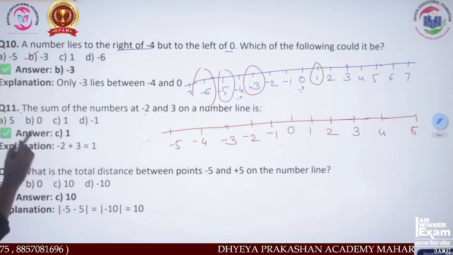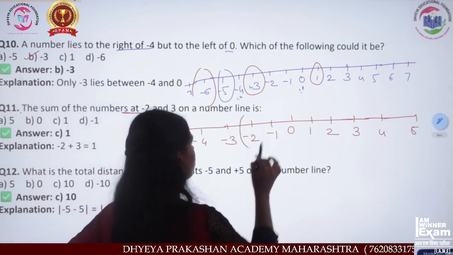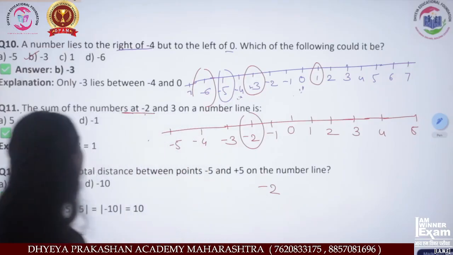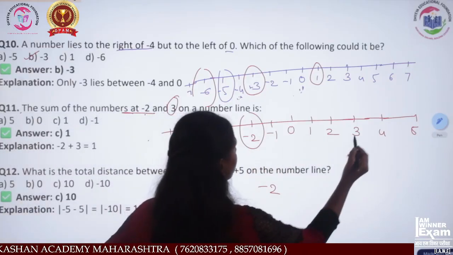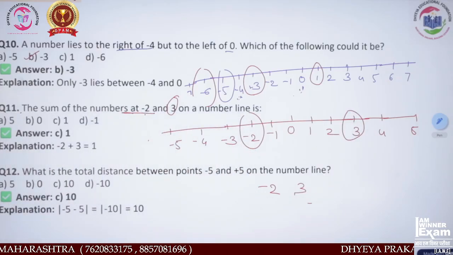Okay. Now what do we want? The number at -2. So where is -2? Here. What is the number at -2? That is -2 only. And then the number at 3. Now where is 3? Here. What is the number at 3? That is 3. Now what are they asking us to do?